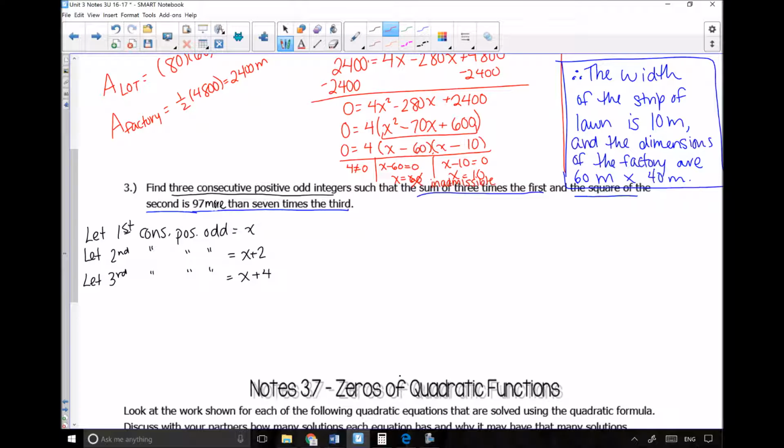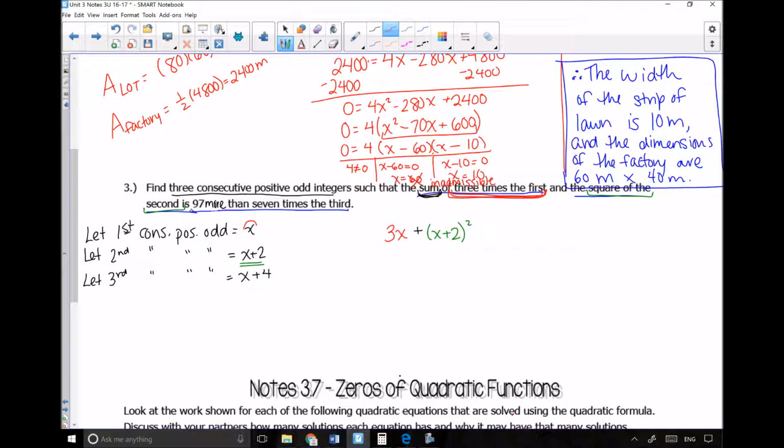So do you guys see how it says the sum of 3 times the first? So what I'm going to do is take the first, which is x right here, and do 3 times x. And then it says the square of the second, so I'm going to take the second one, which is x plus 2, and square it, and it says to find the sum of these two, so I'm going to add them together.